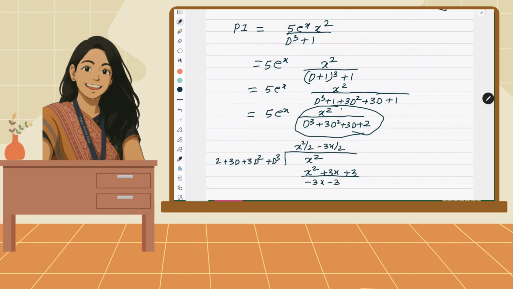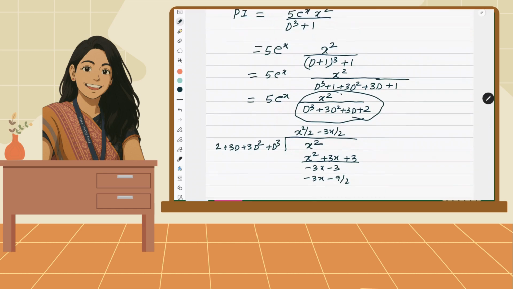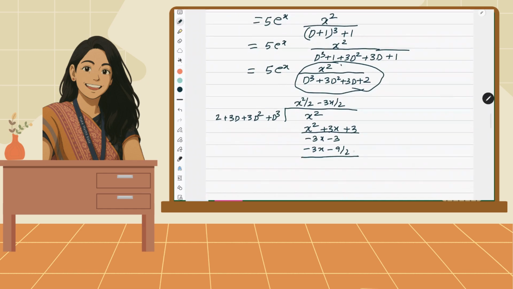Okay, now operate this thing. So you will get minus 3x. Then 3D of this is minus 3 by 2, so minus 9 by 2. Okay, so now subtract this. So you will have minus 3 plus 9 by 2. So 3 2s are 6, so I'll have 3 by 2.